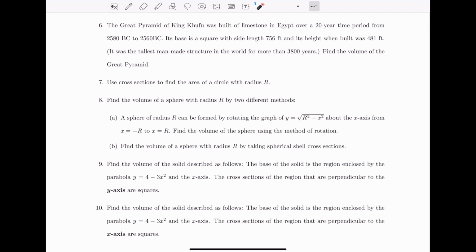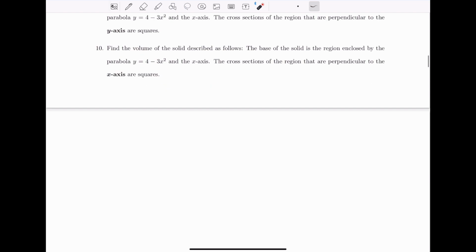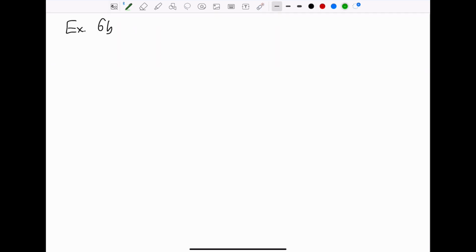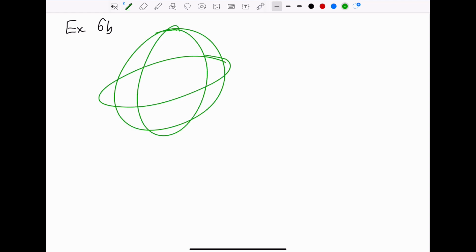What on earth does this mean? Let's try to draw this out. So first of all, let's just think of drawing a sphere. Here's a sphere. Not a very great drawing, but there's a sphere. It has some radius capital R. And I want to imagine taking spherical shell cross sections. So I think the best way to visualize this is really to think about an onion.